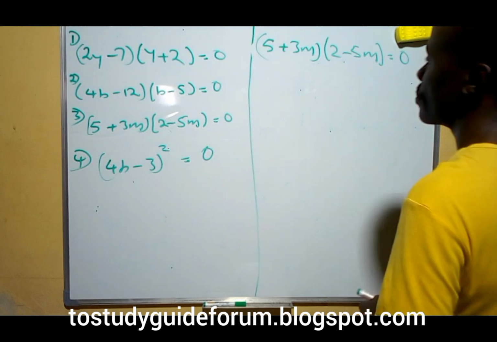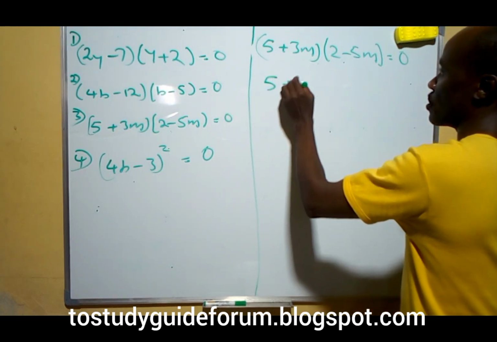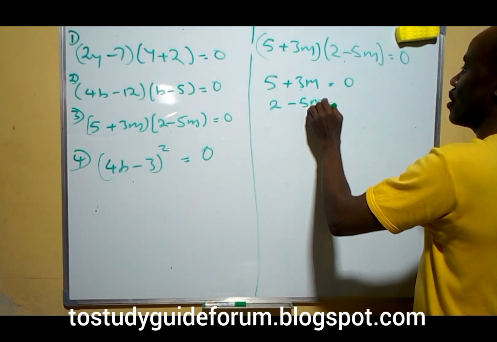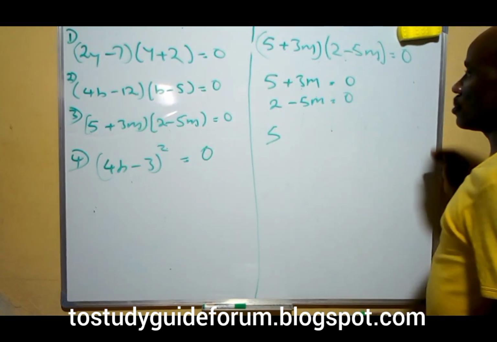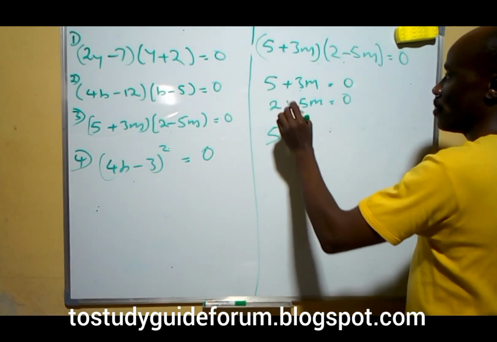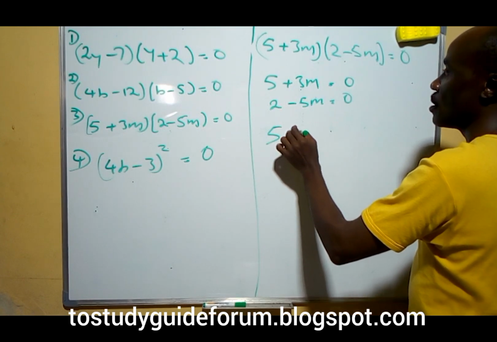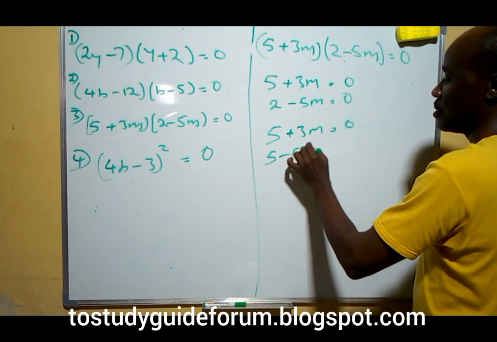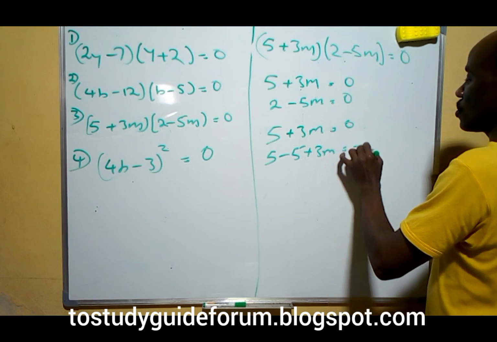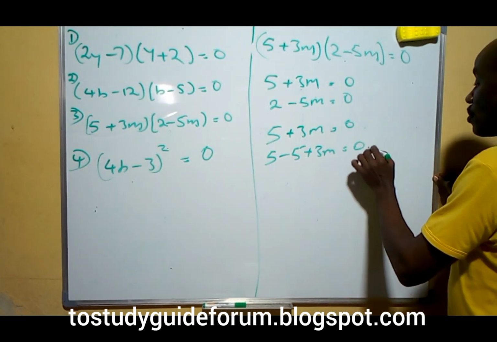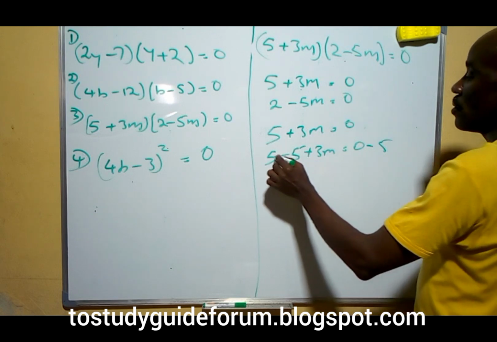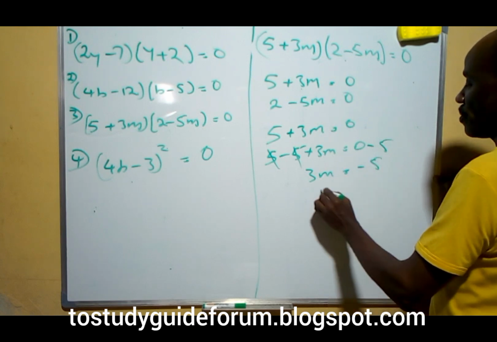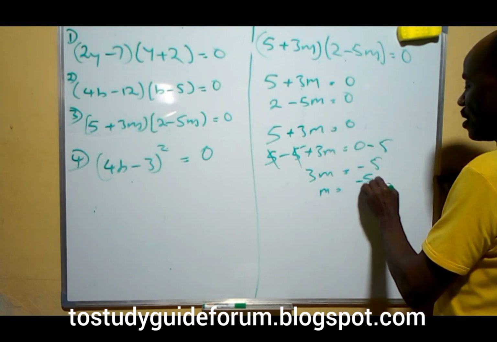So for this other one, we have 5 + 3m = 0 and 2 - 5m = 0. Now this one, what we do here is that to remove the 5, subtract 5 from both sides. Subtracting 5 from both sides, 3m equal to 0 minus what? 5. This will cancel out. We have 3m equal to minus 5. m will be equal to minus 5 over 3.